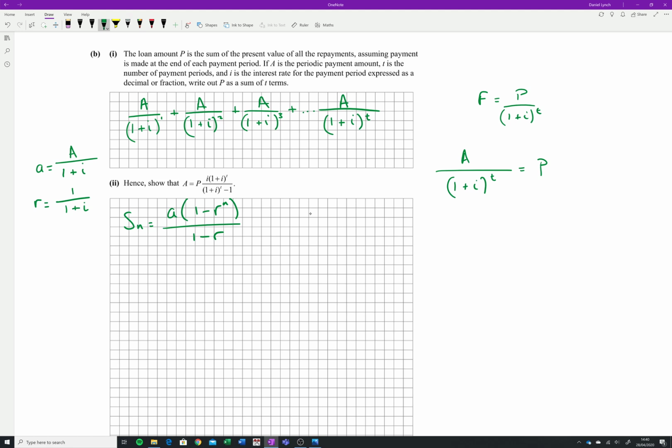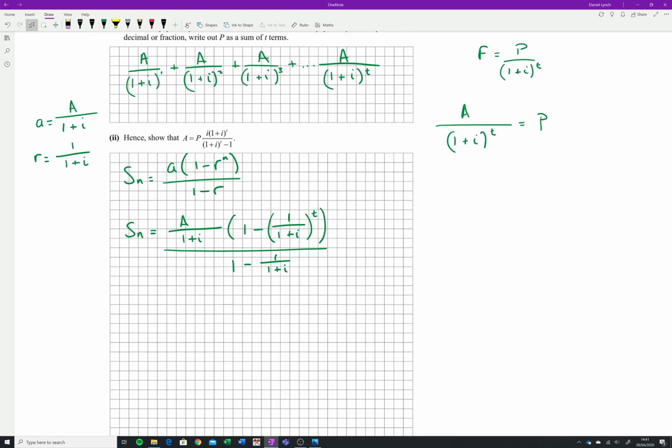And in this case, n, how many things do we have? Well, we started with the power of 1, 2, 3, finishing at T. We've got T things. Okay, let's do it. Sn, the sum of these things here, is equal to A, which is A over 1 plus I, times 1 minus r, which is 1 over 1 plus I to the power of T, over 1 minus r, which is 1 over 1 plus I.